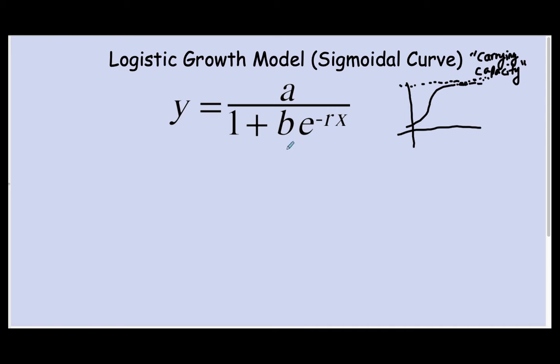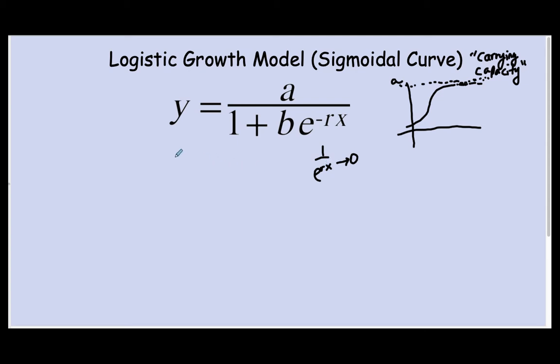And you can see from looking at the equation here, A and B are constants, and R is also a constant. It's the growth rate, but this is a negative exponent here, which means this term right here is 1 over e to the rx. And as x gets larger and larger, this approaches 0. And so this whole term here, B e to the negative rx, is going to approach 0. 1 plus 0 is 1. So A is this value up here of the carrying capacity. It's the value where the horizontal asymptote is going to occur.